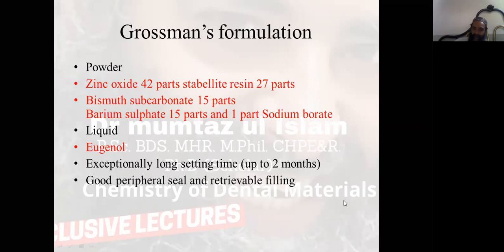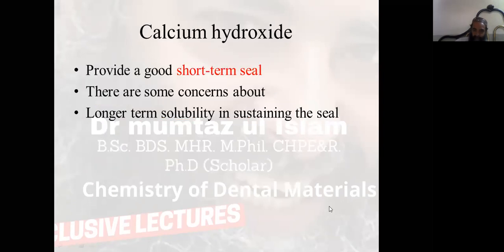You can replace your GP points up to 2 months, and it provides a good peripheral seal and retrievable fillings. Calcium hydroxide provides a good short-term seal because it has to be dissolved. There are some concerns about longer term solubility in sustaining the seal.